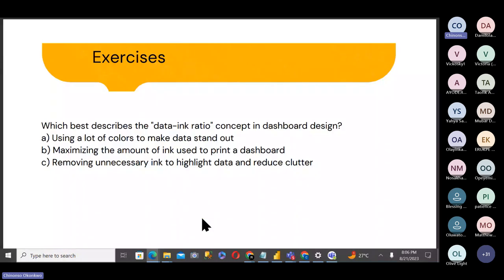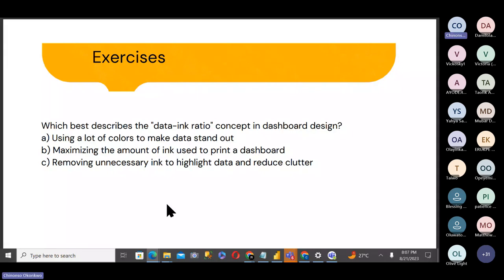Maximizing the amount. Okay, no, you don't want to. You're not using colors to print a dashboard, so this will not really work. You want to remove unnecessary ink. When you remove unnecessary ink, you highlight the data. If you have a lot of charts highlighted, you remove some, then you are highlighting some. And then you're reducing clutter, removing the Y-axis titles and the rest. So let's move on to the next question.